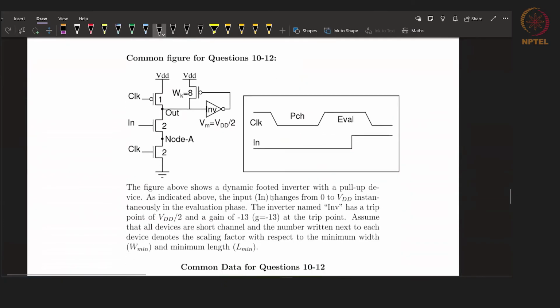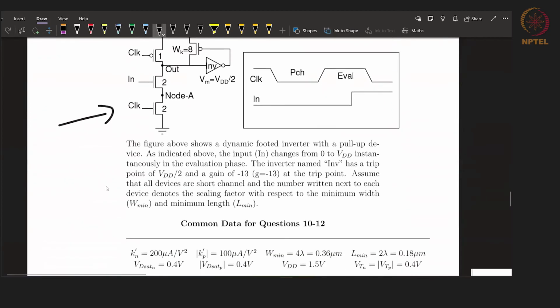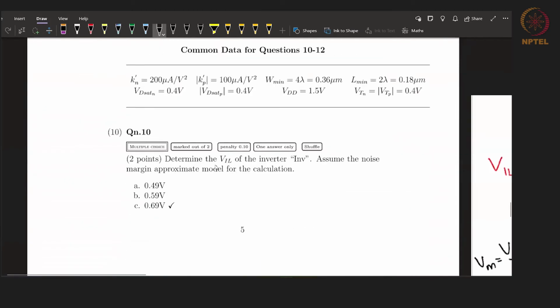Now, questions 10 to 12 will have this as the base circuit, right? Question 10. Determine VIL of the inverter, assume the noise margin approximate model for the calculation, right?